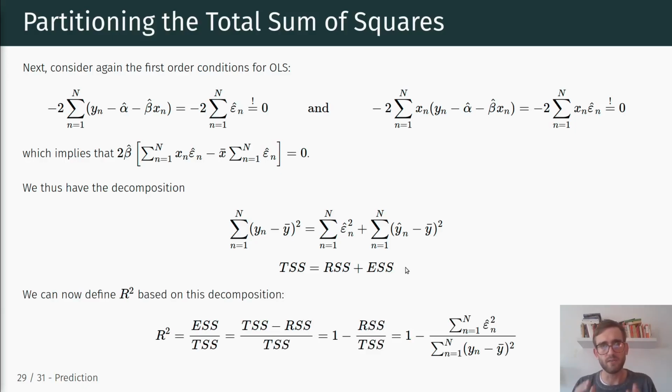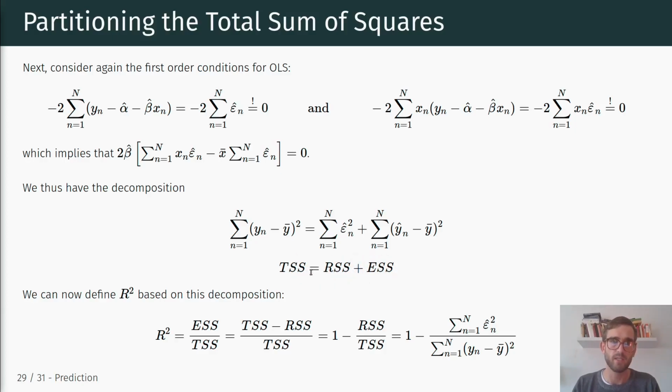Now that we have shown that the total sum of squares is equal to the residual sum of squares plus the explained sum of squares, we can define r squared based on this decomposition, right? If we define r squared as the explained sum of squares divided by the total sum of squares, so how much is explained by the model divided by the total variation in the outcome, then instead of writing the explained sum of squares, we can replace this by the total sum of squares minus the residual sum of squares, using the equation we have shown already.